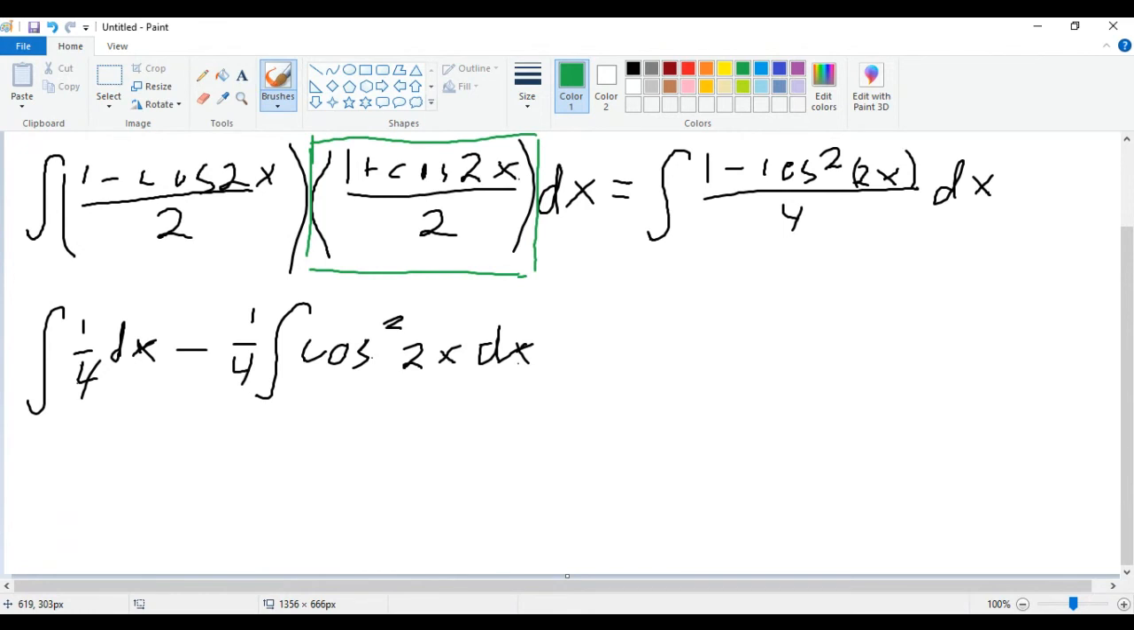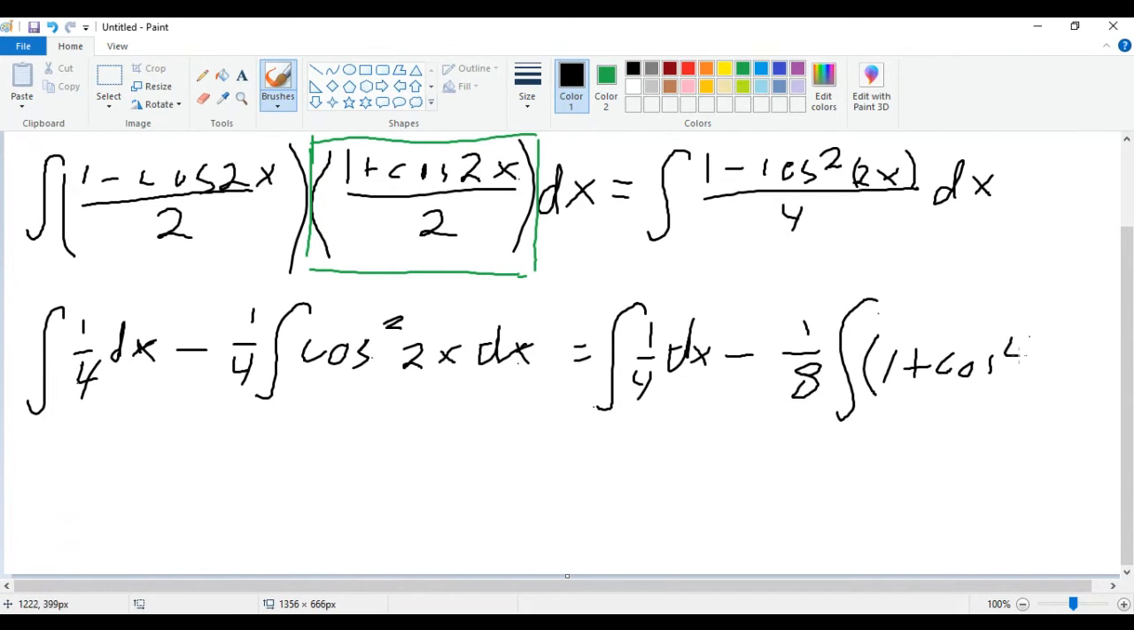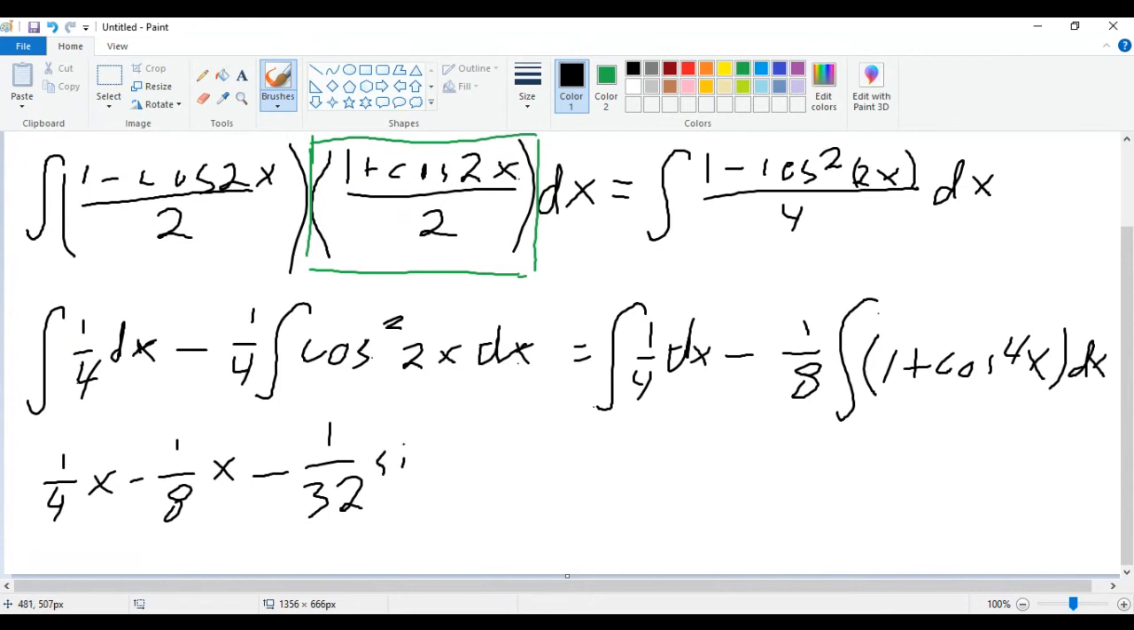So we can say that cosine squared of 2x this time is equal to, well, we still have our 1/4 dx, but this time the integral of cosine squared 2x would be 1 plus cosine of 4x over 2. So we have minus 1 over 8 integral 1 plus cosine 4x dx. And these we can just apply our basic integration rules on. So we're left with 1/4 x minus 1/8 x. The integral of cosine of 4x is 1/4 sine 4x, so we have minus 1 over 32 sine 4x plus c.